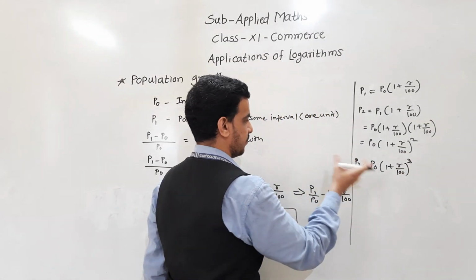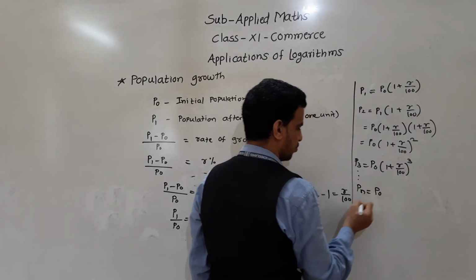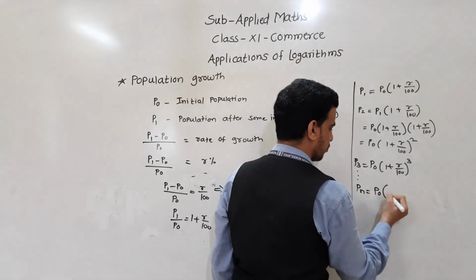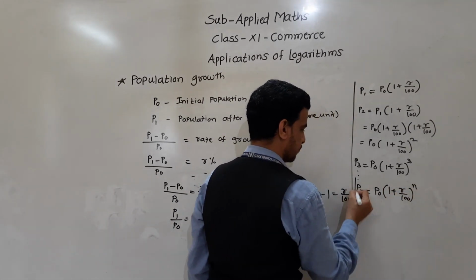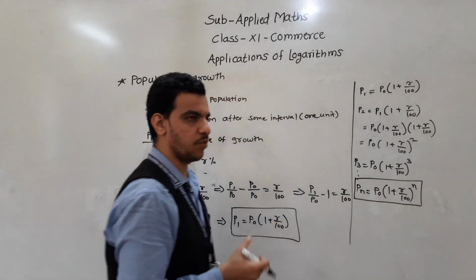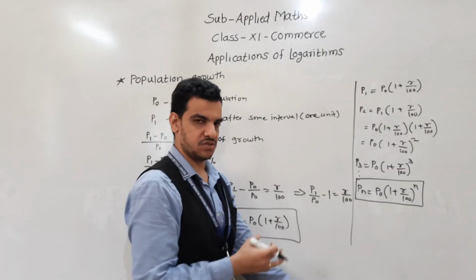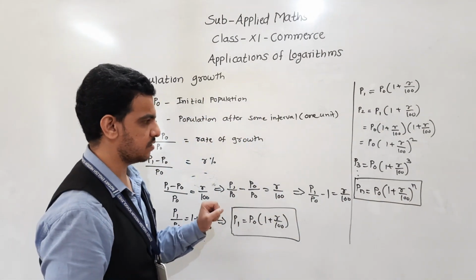Okay, so if we have to find after n years what is the population growth, so Pn is equal to P0 into (1 plus R by 100) raised to n. So this is the formula to find the population after some years or after n years. Okay, it is the same as compound interest.